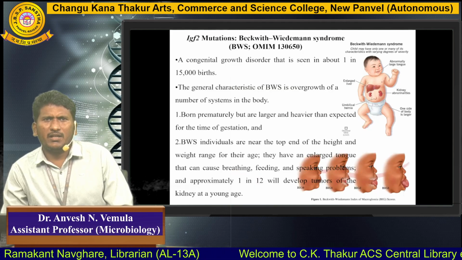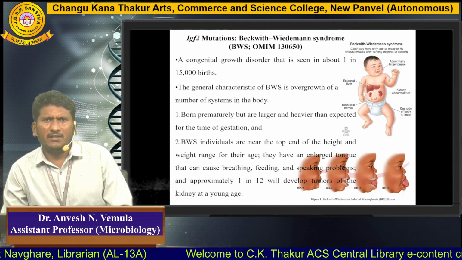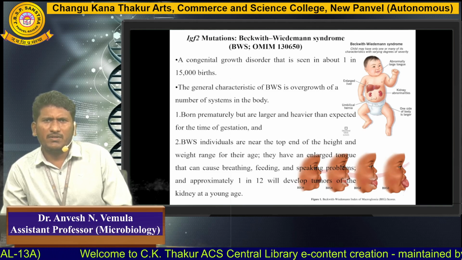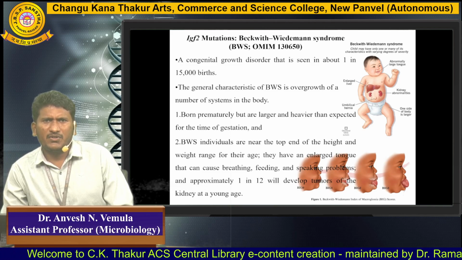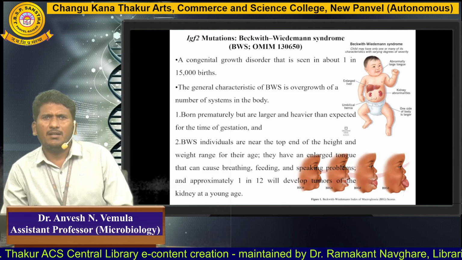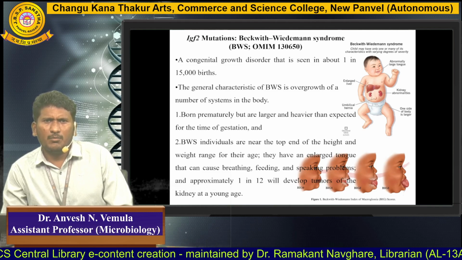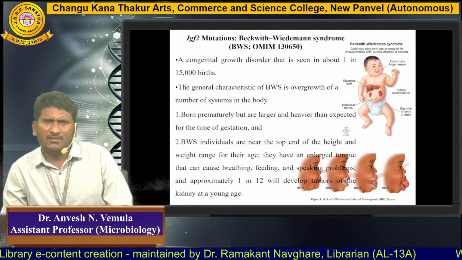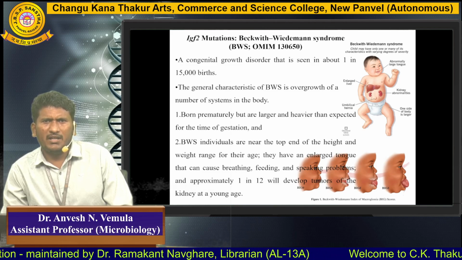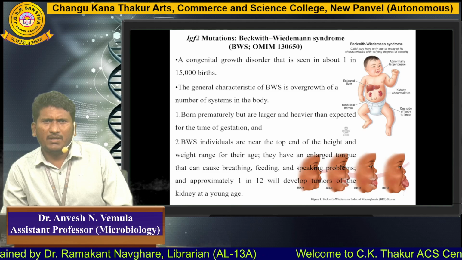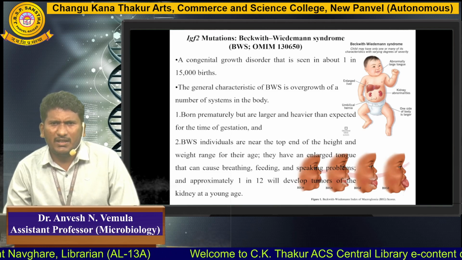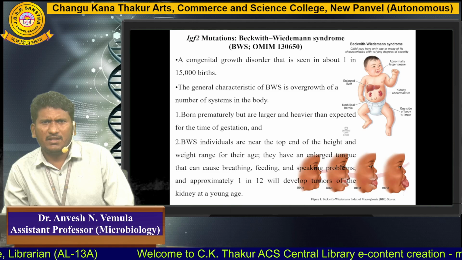A mutation in IGF2 causes a disease called Beckwith-Wiedemann syndrome, which is a congenital growth disorder seen in 1 in 15,000 births. The general characteristic of BWS is overgrowth of a number of systems in the body. Babies are born prematurely, larger and heavier than expected for the time of gestation, and individuals are near the top end of the height and weight range for their age. They develop a variety of tumors in the kidneys at a young age.